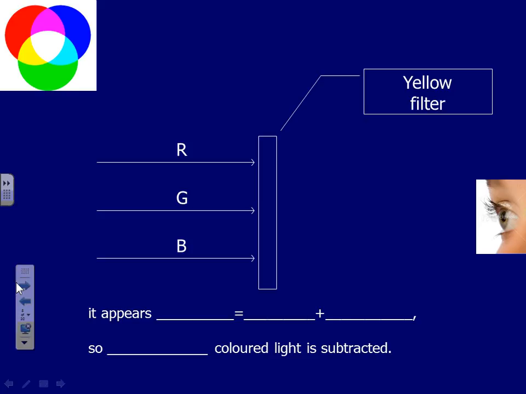Well, what if I had a black filter? What's that? You don't see anything. What light made it through? Nothing. So black is the absence of any of the light. Yellow filter. What's getting through on a yellow filter?